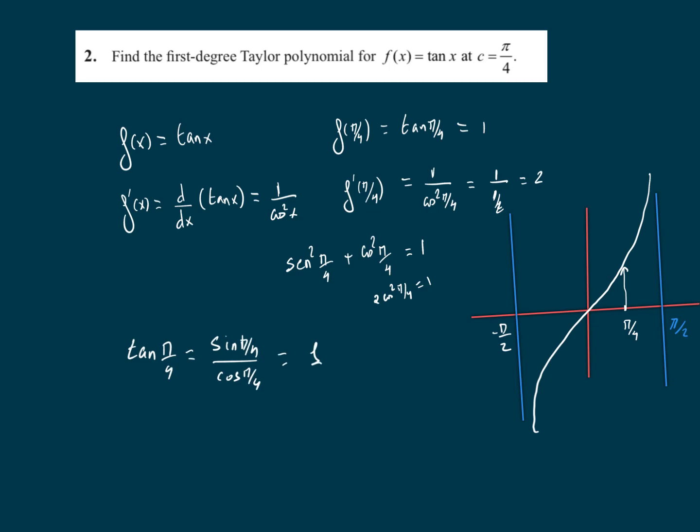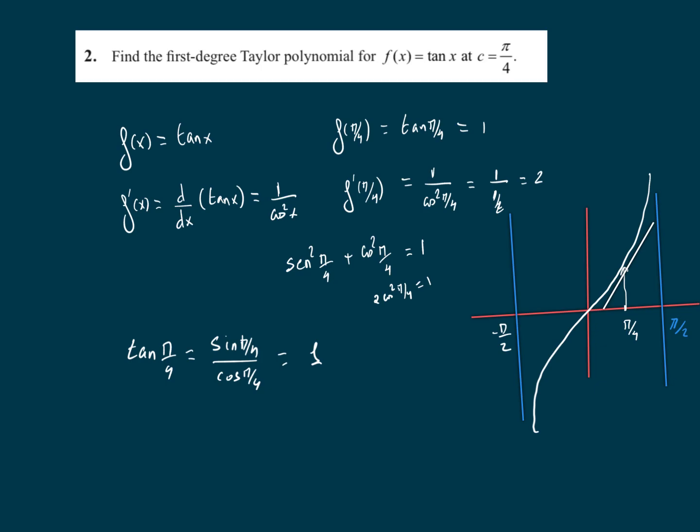Now it says find the first degree polynomial of the function tangent of x at c equals pi divided by 4. What is the first degree polynomial at c equals pi divided by 4? It is the tangent line. So what the problem is asking me is to find this line, or this polynomial that is a first degree polynomial.